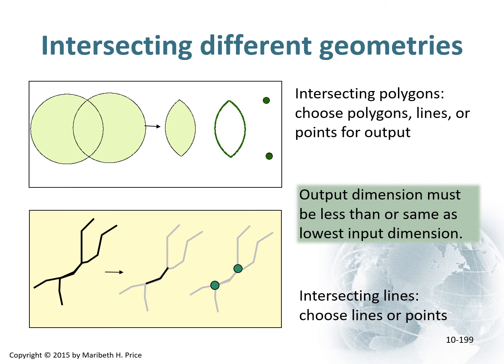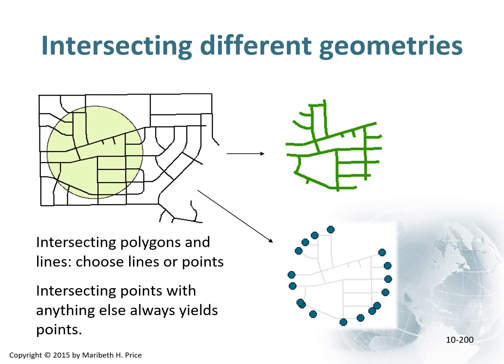Here we have lines intersecting can give you lines or points, which is kind of what I was just saying. Another example, we're intersecting a circle and the lines, and so the only thing we can get is lines, which is lines that are inside the circle, or we can get points where the circle intersects the lines. But we can't get polygons because we have an input here that's of a lower order.